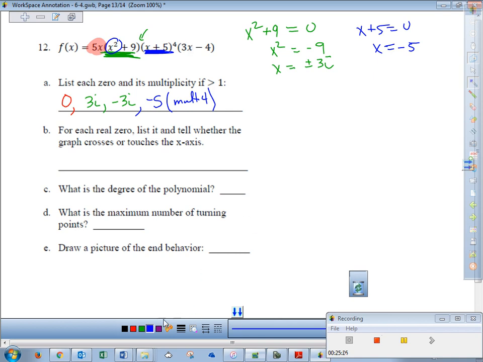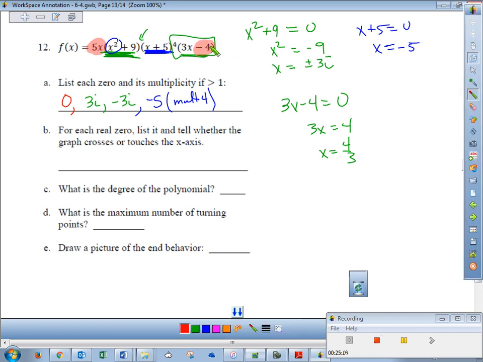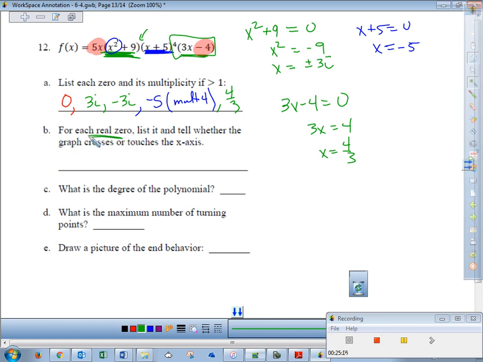And then this one, there's no squared stuff going on. If you really want to pull that off to the side and figure out when it equals 0, you'd have to add 4 to both sides first, then divide by 3, and that would give you a 0 at 4/3. For those of you who have a lot of practice with that, it's the opposite of this over that. Don't you get 4/3 in that situation for your 0? The instructions say for each real 0, so we don't care about these two. They are not real zeros. They are imaginary zeros. Tell whether it touches or crosses.